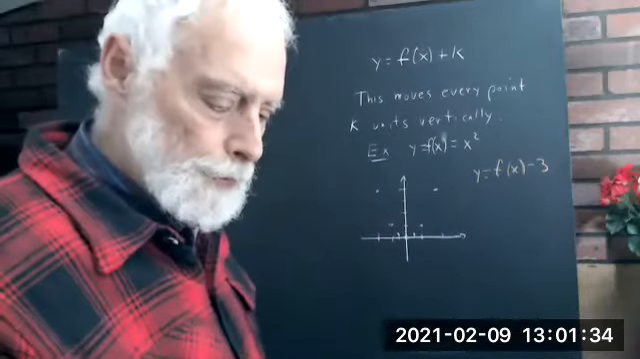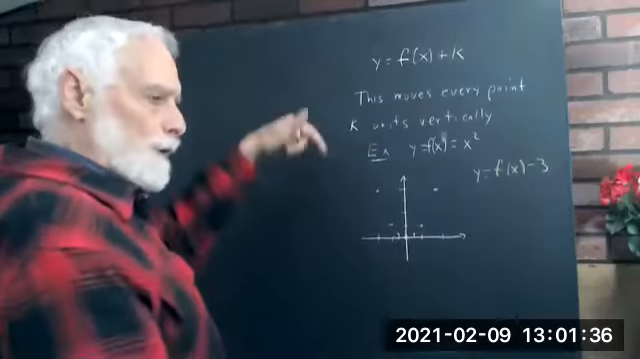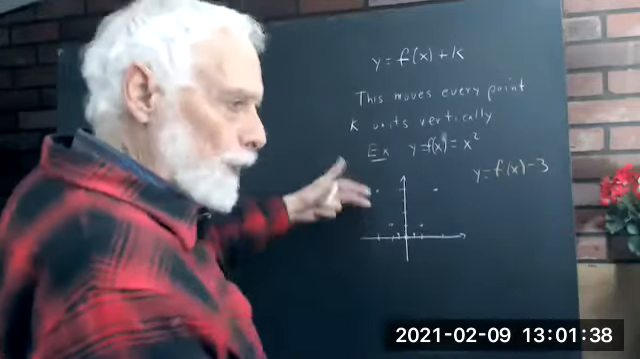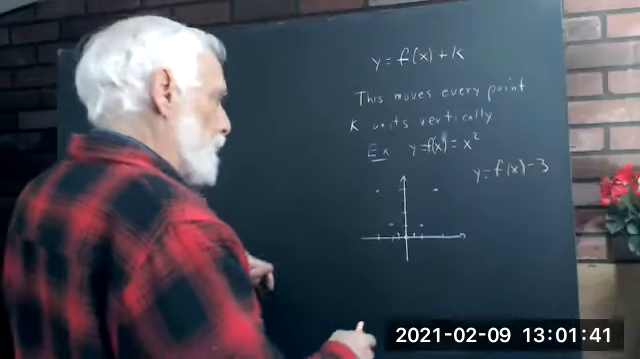There are my points. Now, I'm claiming that f of x plus k moves all the points vertically. So we want to do the graph of f of x minus 3. I don't think I've asked you to do any graphs that move the points downward, although when you reflect graphs, sometimes that's what's going to happen.